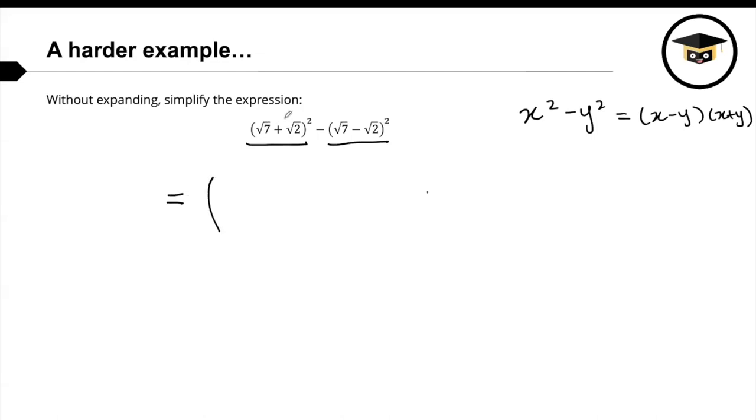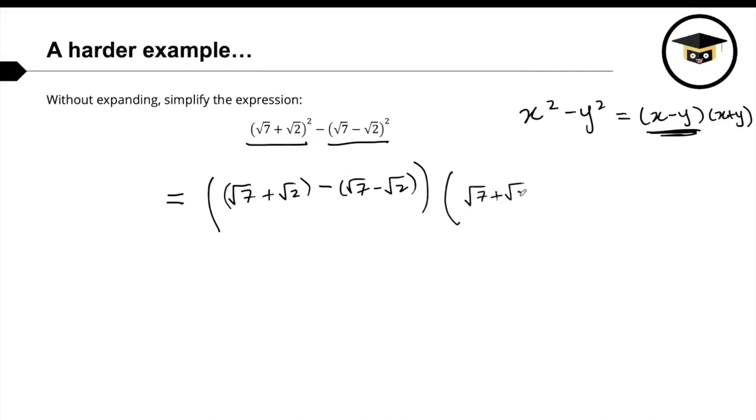So we have our x minus y first. So it will be root 7 plus root 2. So that's our x minus our y. So our y is root 7 minus root 2. And that is basically this bracket here. And then our second bracket is x plus y. So it'll be root 7 plus root 2 plus root 7 minus root 2.